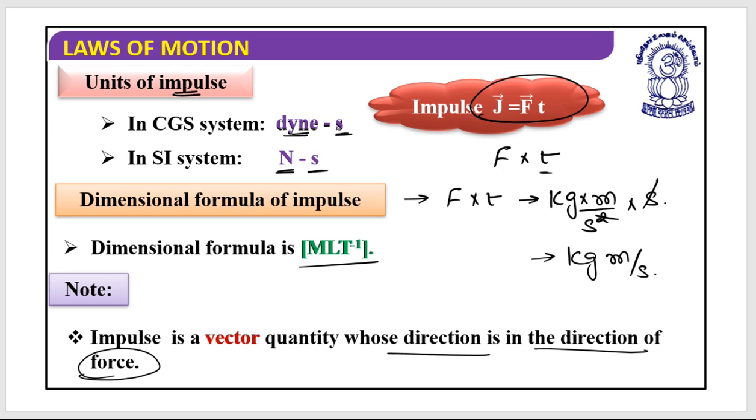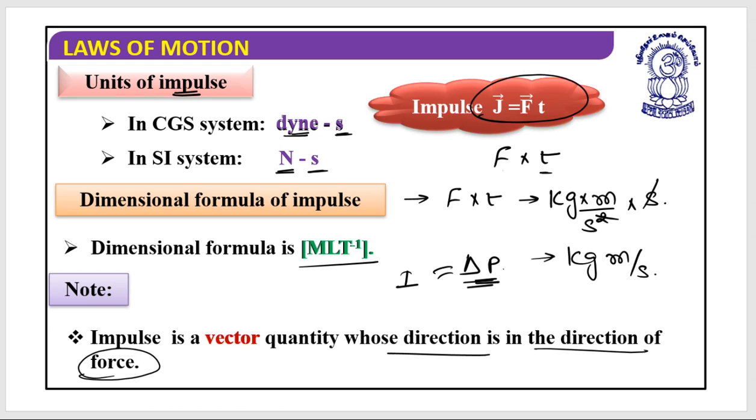Is it clear? Yes, it is the same thing that we calculate for the delta p, which is change in momentum. So either change in momentum or impulse are the same thing dimensionally as well as according to the units. I hope this is clear.